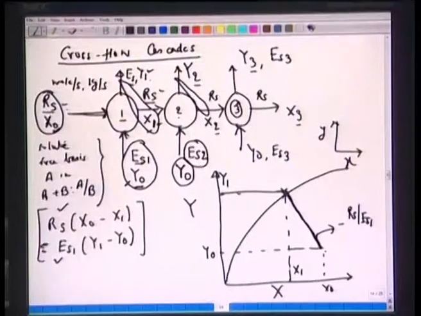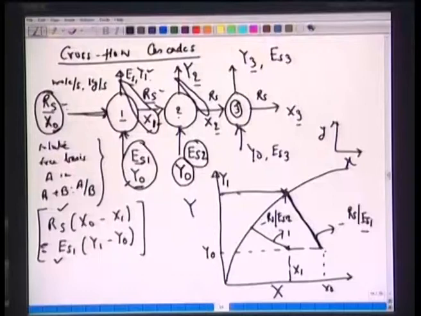All it means, we mark the same point here, this is y1 and this is your y0, but now the flow rates, if we assume that ES2 is different from ES1, we will have a different slope here, which will hit here with a slope of minus RS over ES2.